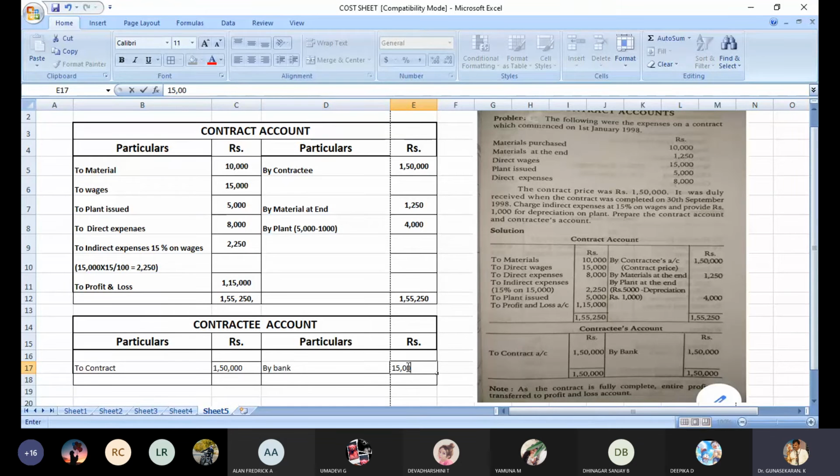The contract account involves the owner of the work, the owner of the assigned work, the owner of the contract, meaning the legal person. The person who gave or assigned the amount of 1,50,000 to the contractor did so through bank only. That's why the words 'By bank' are mentioned here. That's all. Okay, this is the contract.